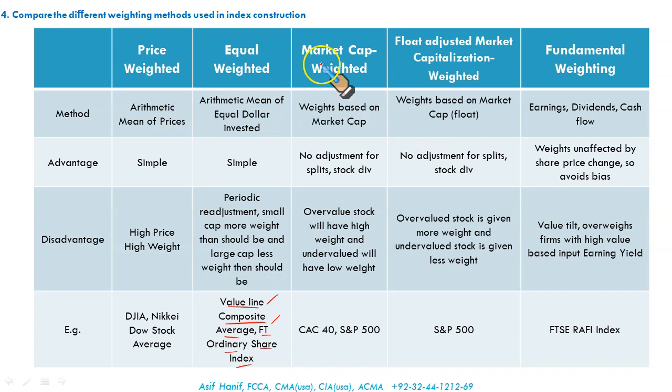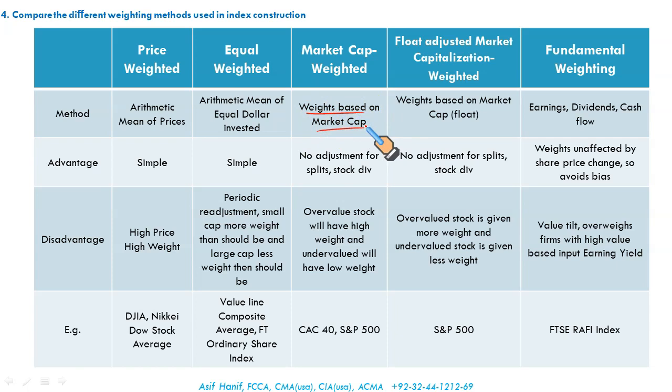Then we have the most widely used weighting method for index construction, market capitalization weighted. We use the market capitalization. What is market capitalization? The share price, let's say $50, multiplied by the total shares outstanding. So 1,000 times 50 is $50,000. This $50,000 is the market capitalization of stock A, B, C. This way, the index is constructed based upon the market cap of the constituent securities.